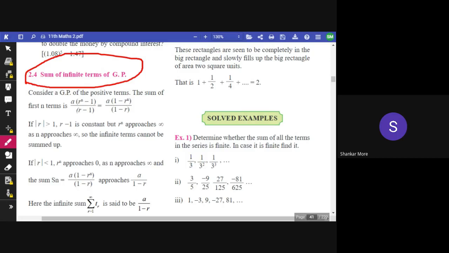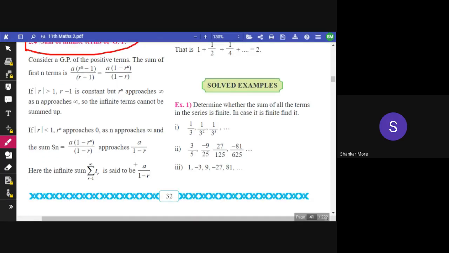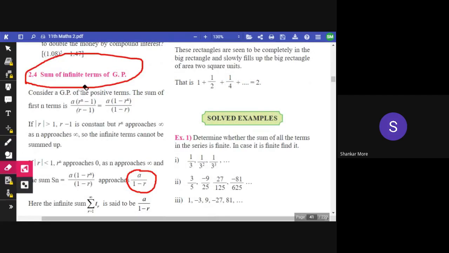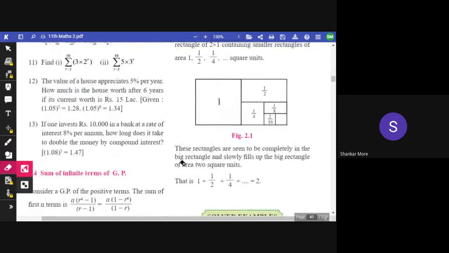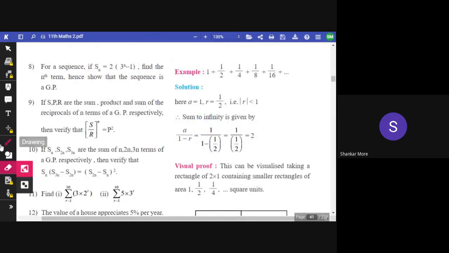So if r raised to n tends to infinity, we cannot find the sum of n terms with the help of these formulas. So we have a new formula, that is a by 1 minus r, this formula. We are going to use this formula now. For a visual proof of this, let us see example 1.